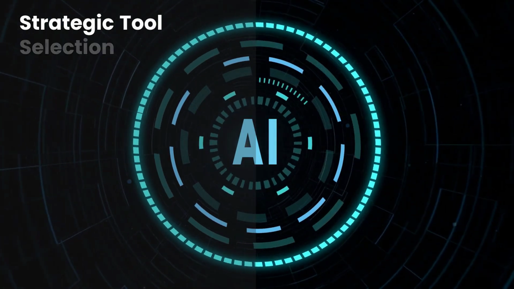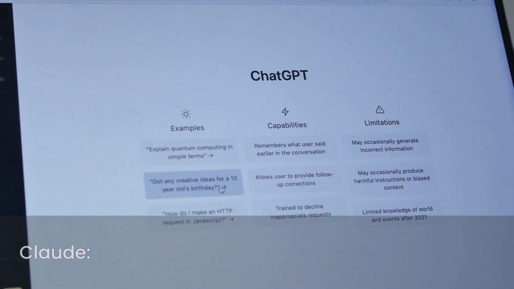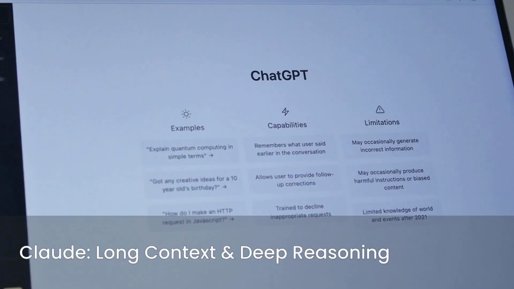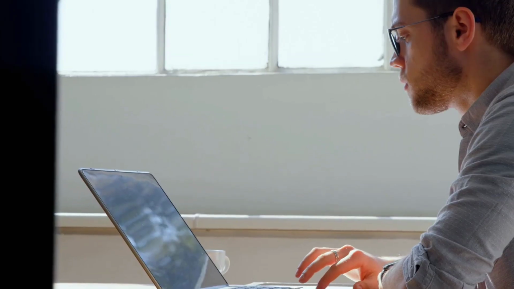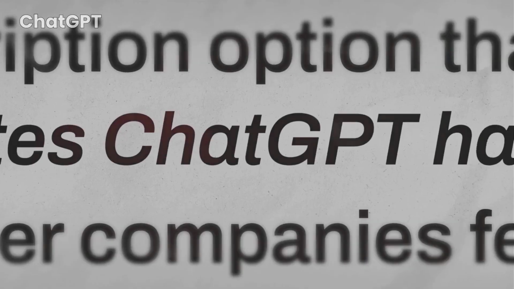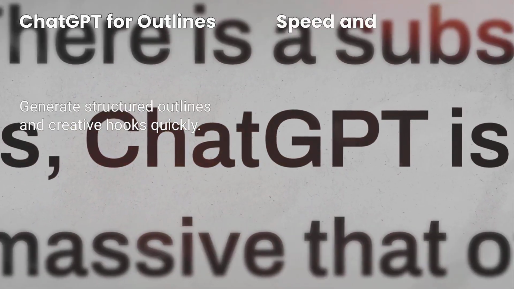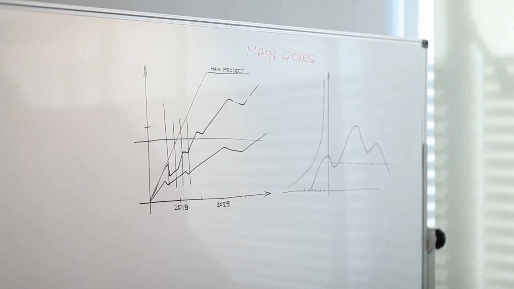Now consider tool selection, which many creators misunderstand. ChatGPT works very well for structured outputs and fast iteration. Claude performs better when long context and deep reasoning are required. The mistake is using one tool for every task blindly. Build a workflow where each tool has a defined function. For outlines and hooks use ChatGPT for speed and structure. For long documents and policy-style text use Claude for depth.